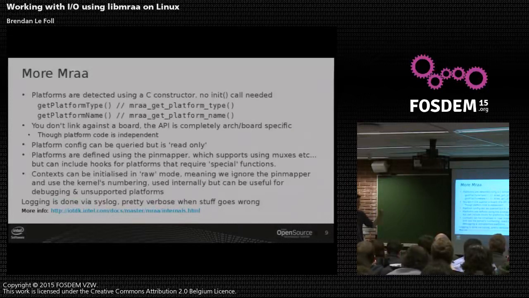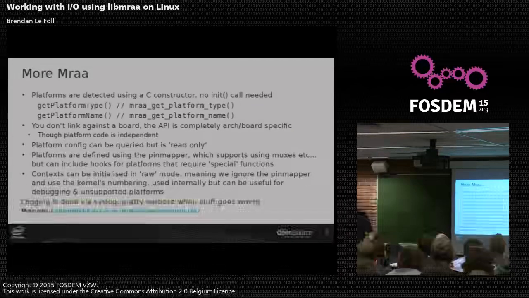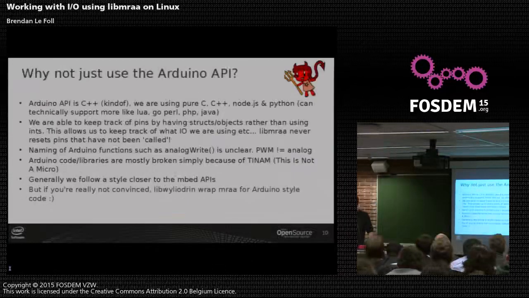A bunch of this stuff comes from the internals doc. We try and explain how we do stuff. One of the big questions we have is why we didn't go for an Arduino style API. And this really is because we need this context type thing. So we need to know who owns what pin, and we want to be able to run on multiple processes.